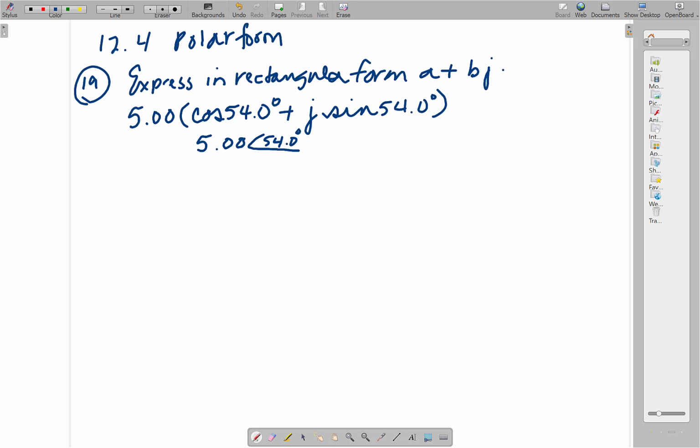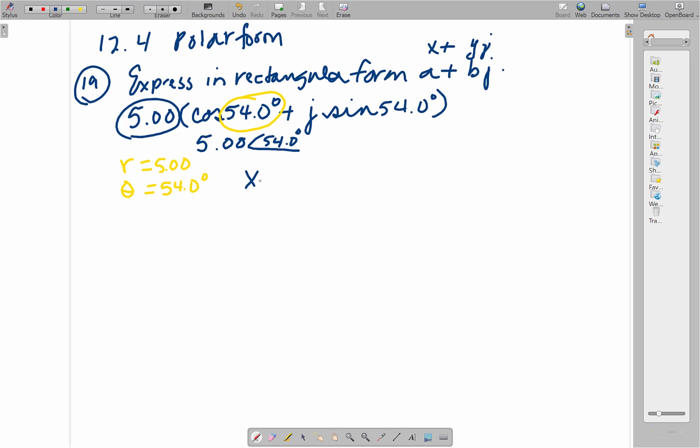So we start with identifying what we have. We have this, which is our r, so r equals 5.00. And then we have our theta as 54.0 degrees. So how would we find our x and y? Because for rectangular form we want this written in x plus yj or a plus bj. X and a are the same, y and b are the same, just different notations.